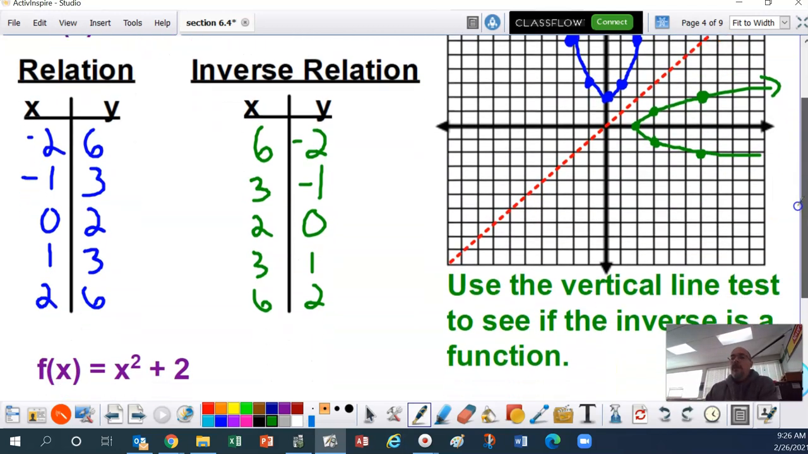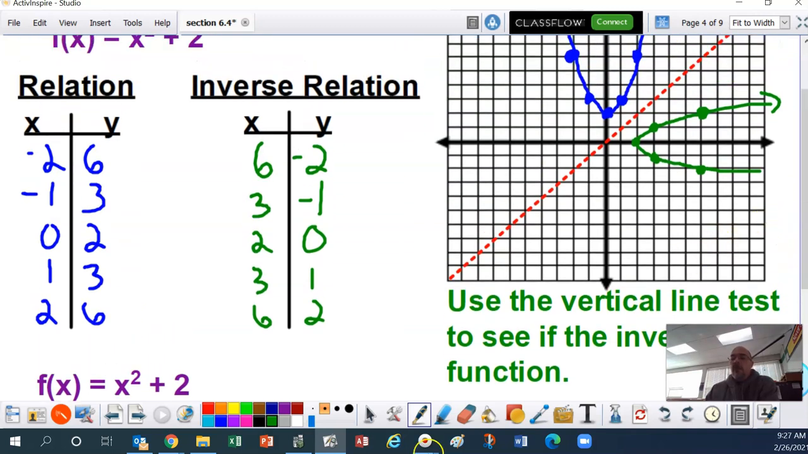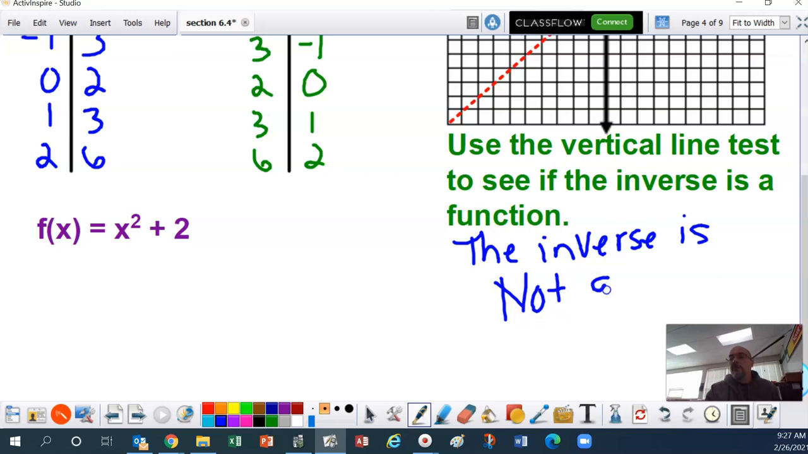Now, is the inverse a function? Remember the vertical line test? Okay, if you take a vertical line, I'm just going to draw a vertical line quick. That's not very straight, is it? Okay, if I draw a vertical line anywhere on there, it touches in more than one spot. So therefore, ladies and gentlemen, the inverse is not a function.